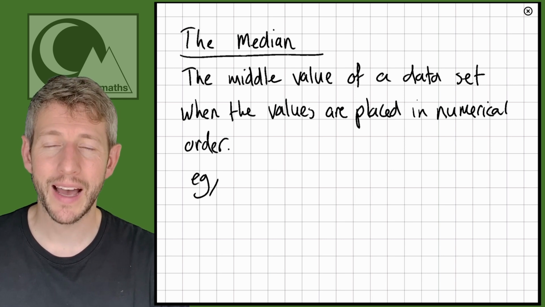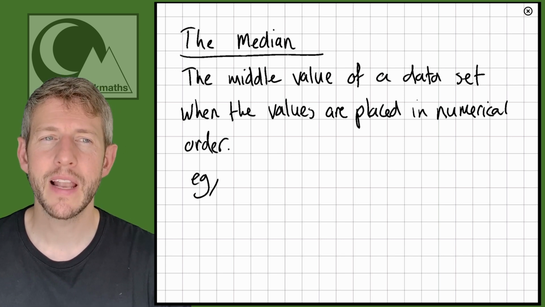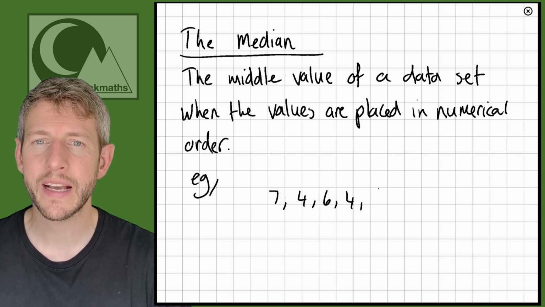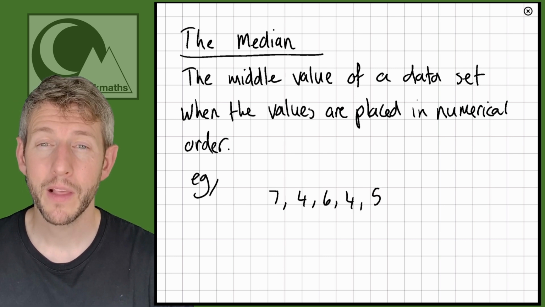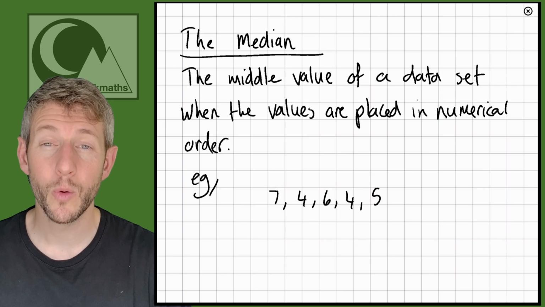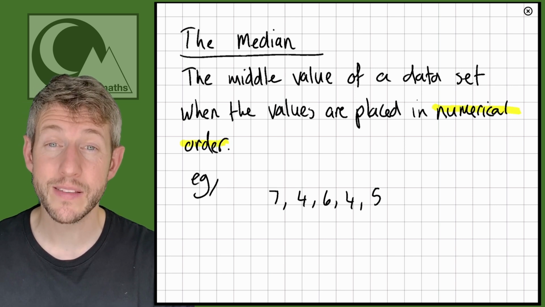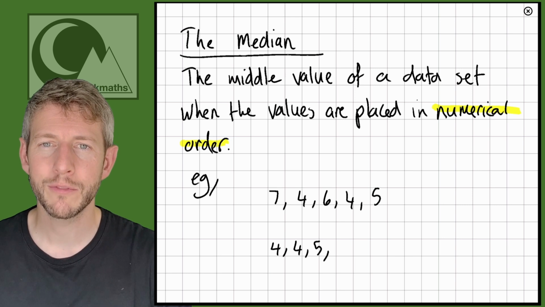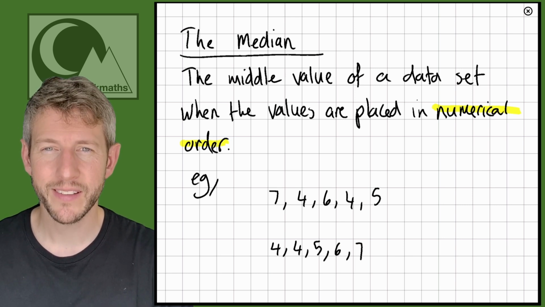So let's have a look at this dataset here quickly. Let's say I've got five numbers here: 7, 4, 6, 4 and 5. The first step in order to find the median of these is to put these in order. So if I write these in numerical order, I get 4, 4, 5, 6, 7.